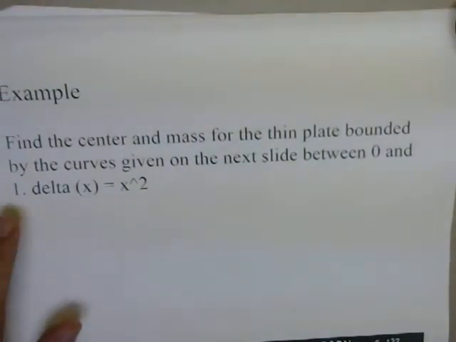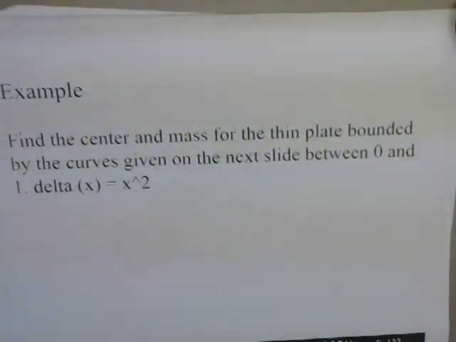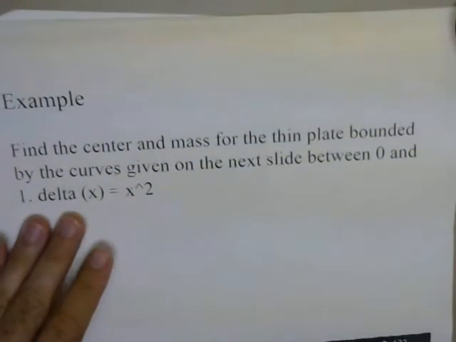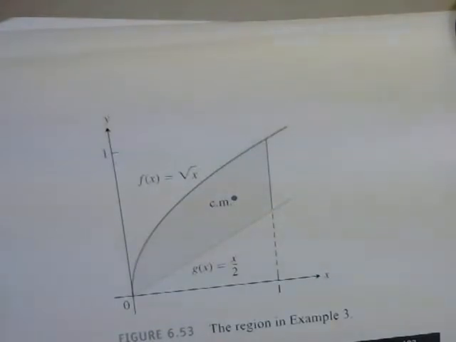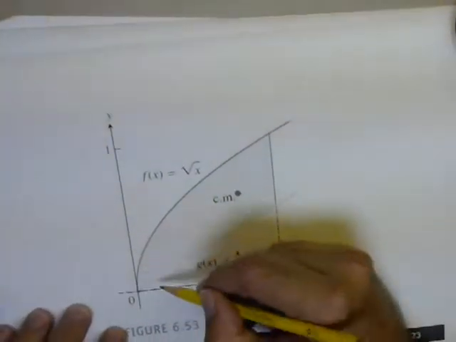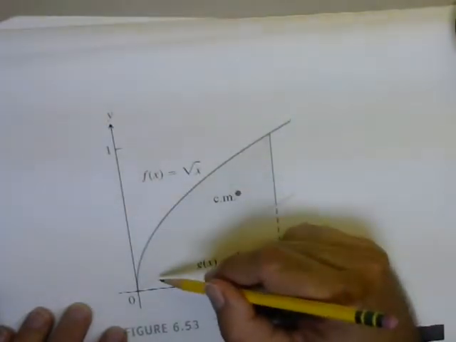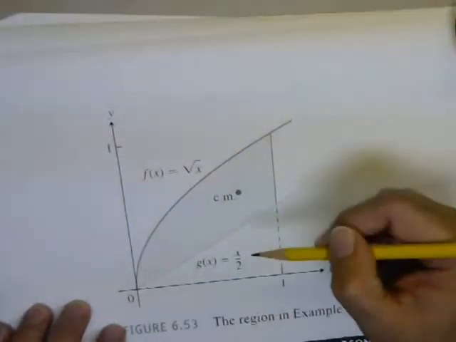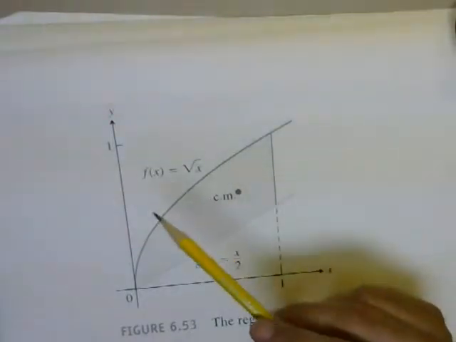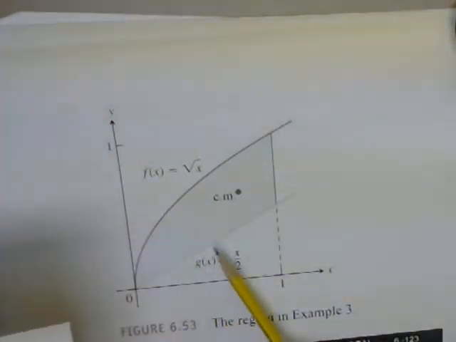Okay. Here's another example. Let's say we want to find the center of mass for a thin plate bounded by the curves given on the next slide between 0 and 1. And let's say that the density in this case is x squared. So here are our two curves. One curve is the square root of x, another curve is x over 2. And the thing is that the object gets more dense as we go further in the x direction.